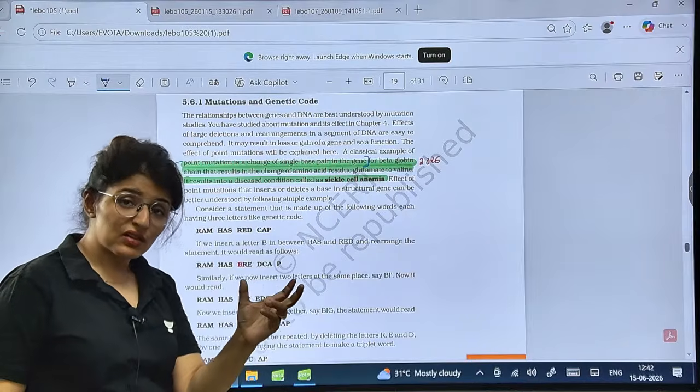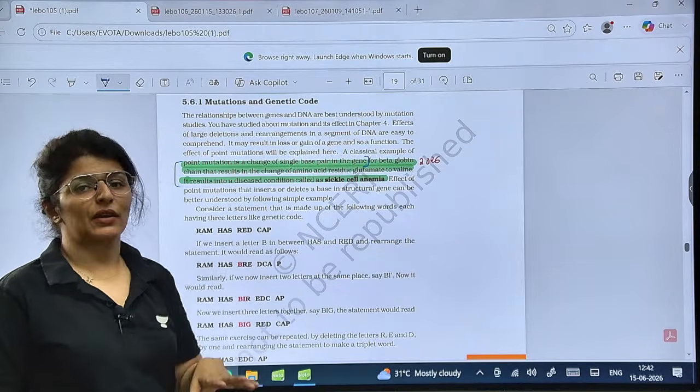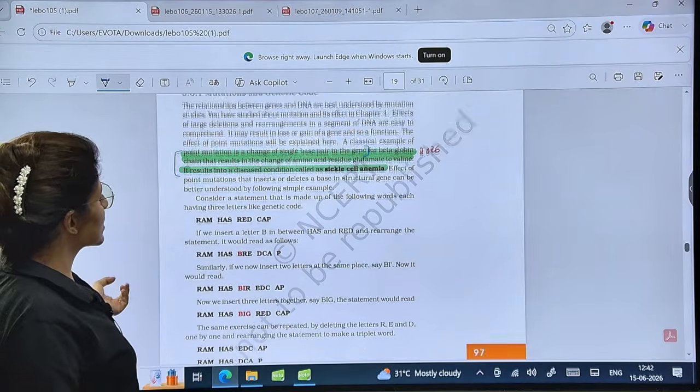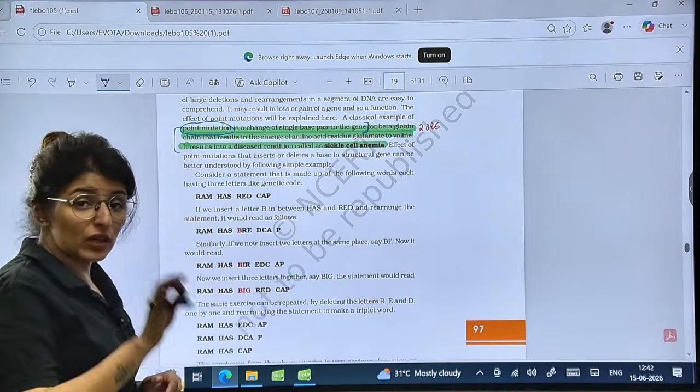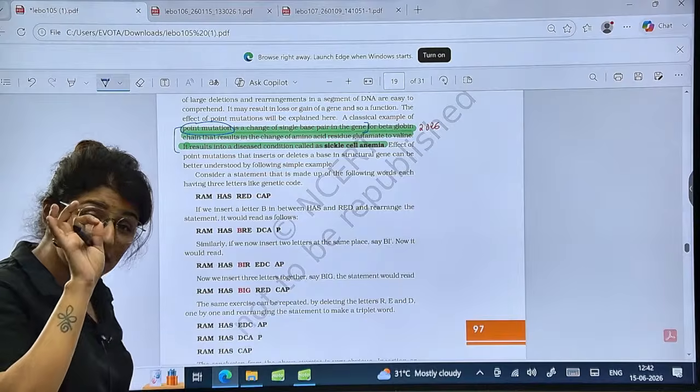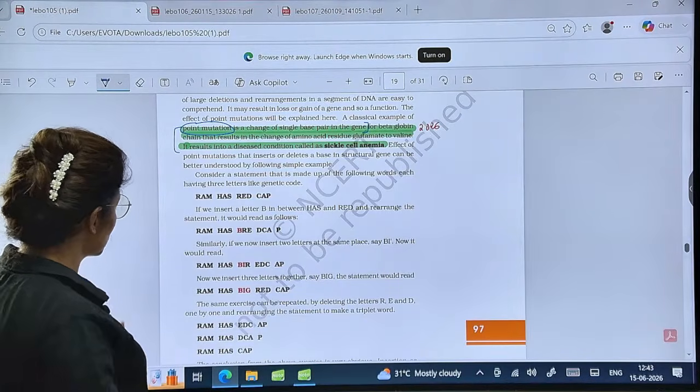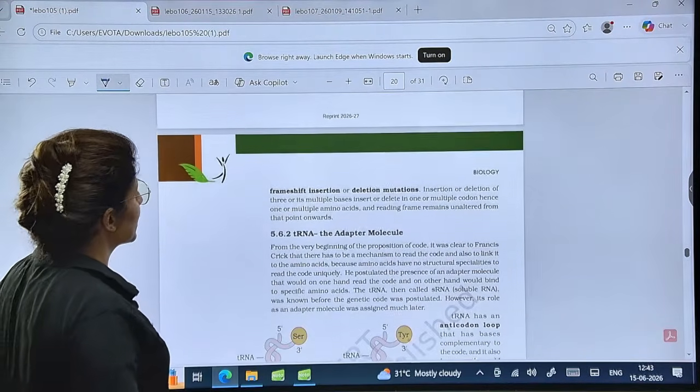So this changes the triplet. It changes the amino acid it is coding for. This causes sickle cell anemia and it is an example of point mutation. What is point mutation? Where there is a change in only a single base pair. Is that clear to all? Now, what is frame shift?